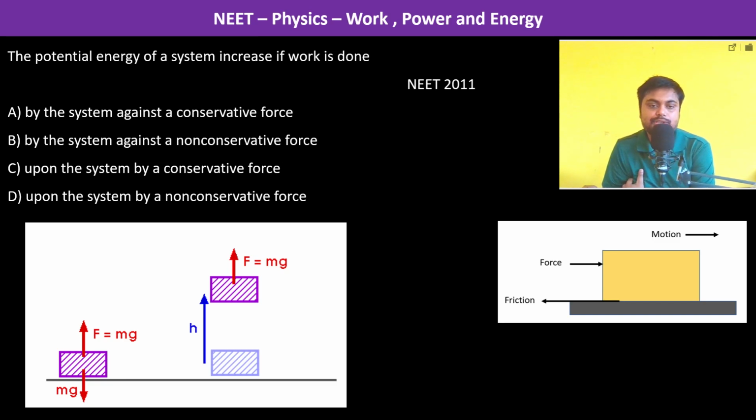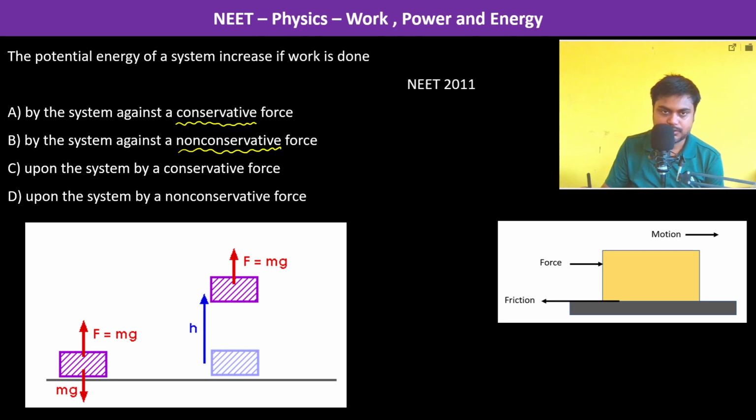Okay, so there are two forces which are mentioned here, that's conservative force and non-conservative force. So we will take two examples, one for conservative and one for non-conservative. The conservative force example is the gravitational force, which is mg, and the non-conservative force is the frictional force. Now let us see for both of them.